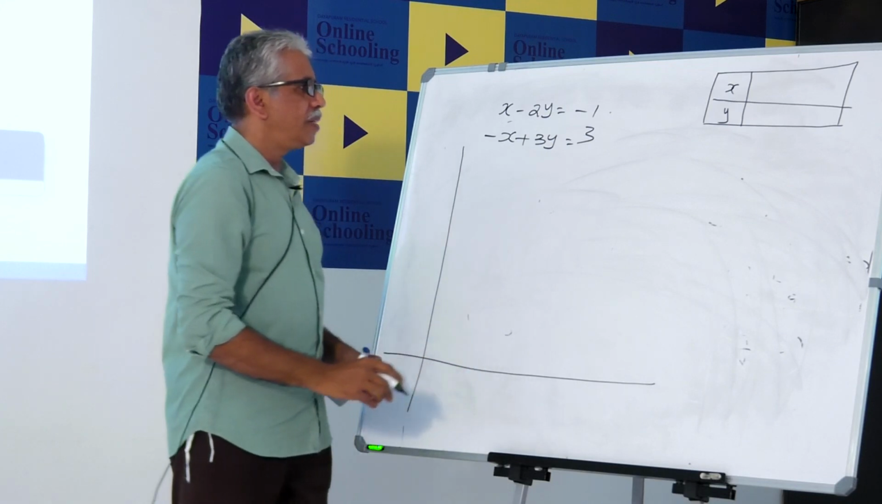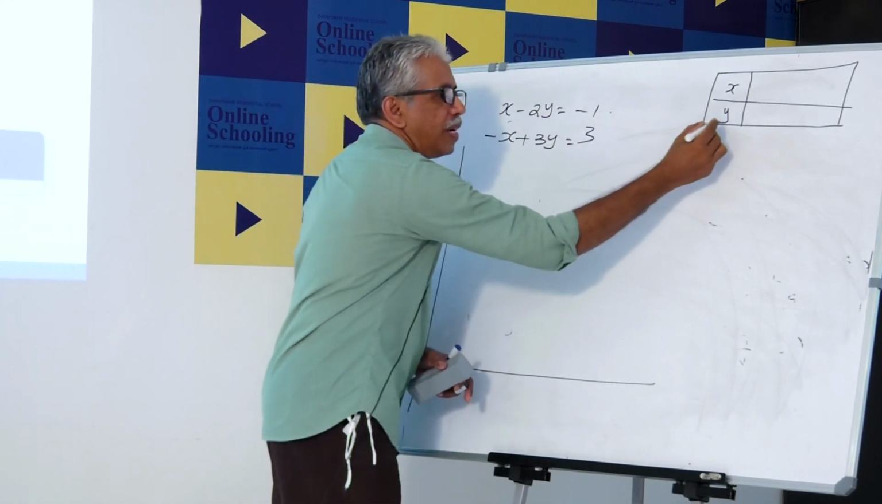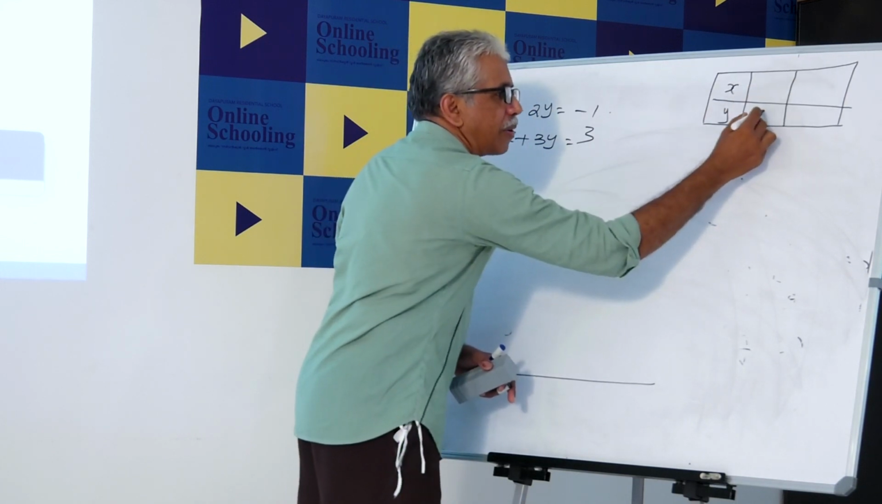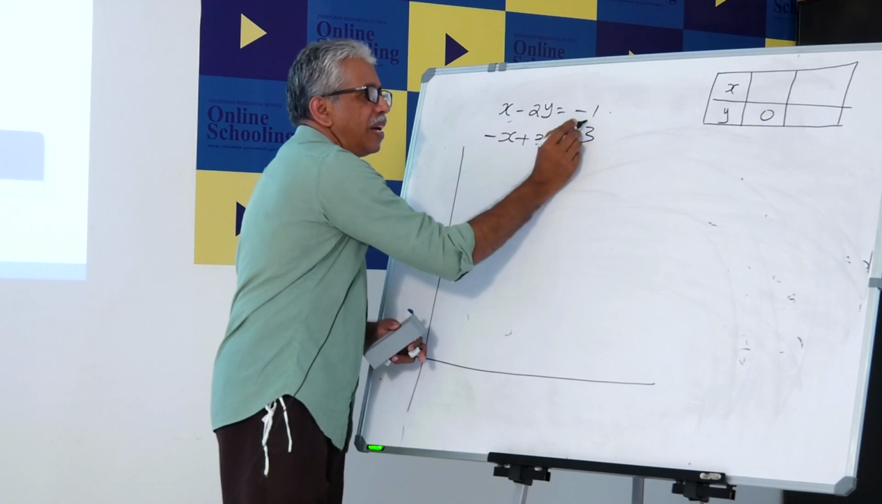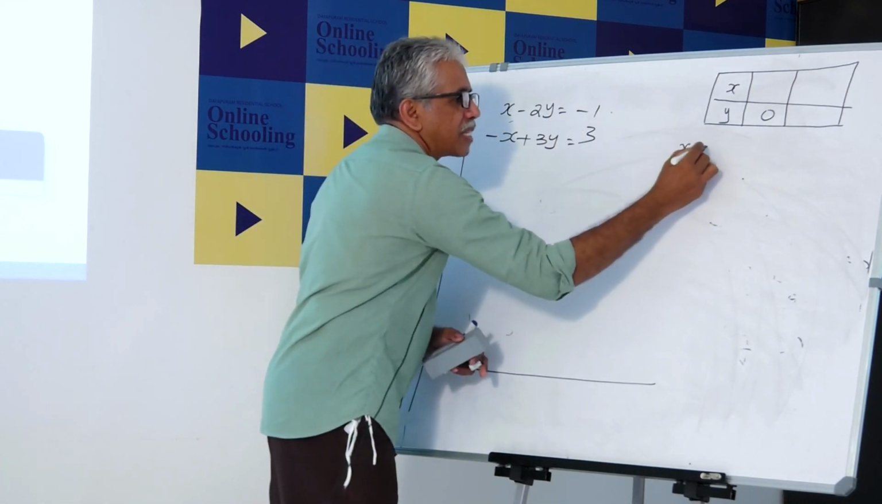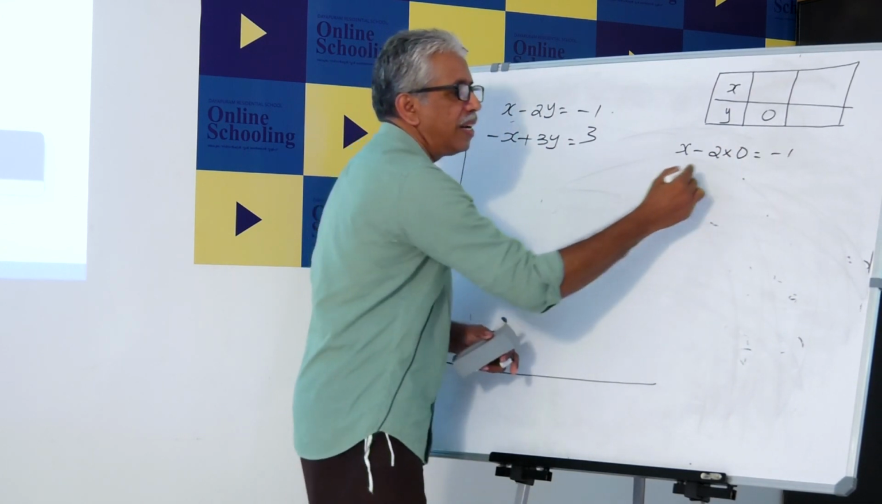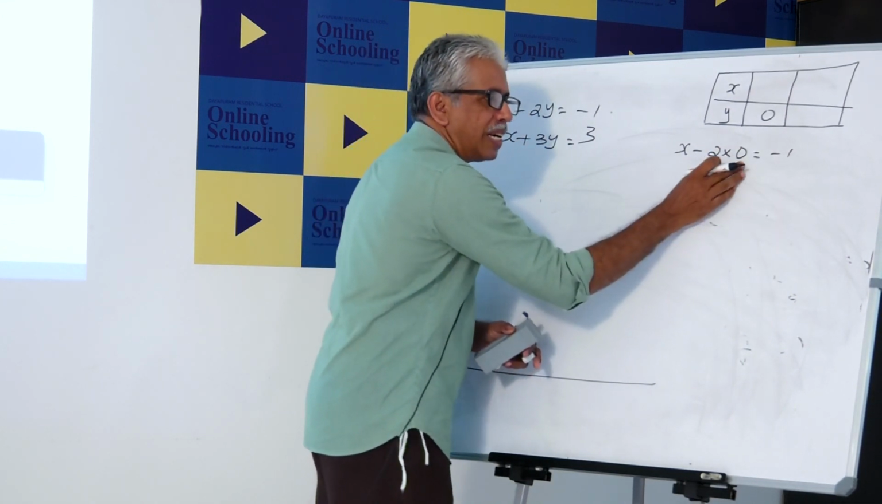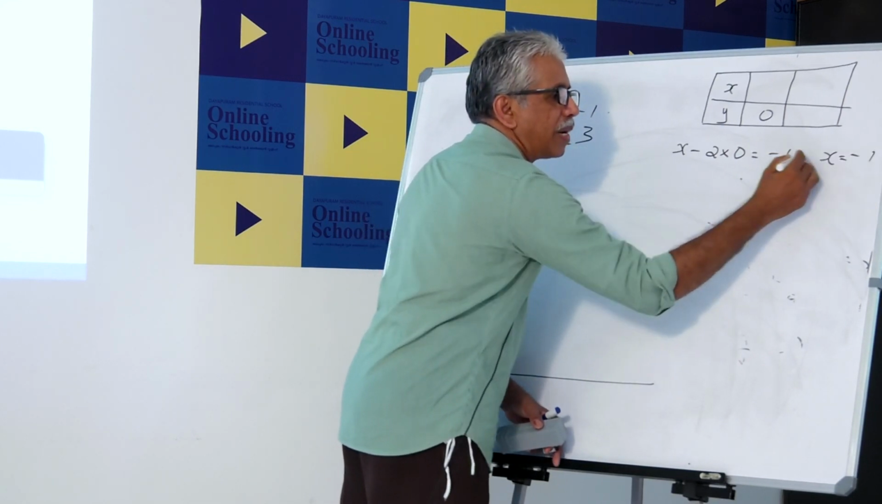So you can give various values. So initially suppose you put y equal to 0. So what happens if y equal to 0? When y equal to 0, this equation reduces to x minus 2 into 0 equal to minus 1, that is x minus 0 equal to minus 1, or x equal to minus 1.